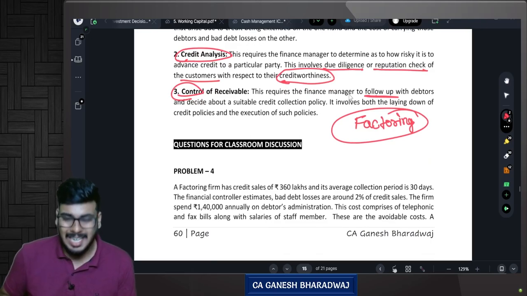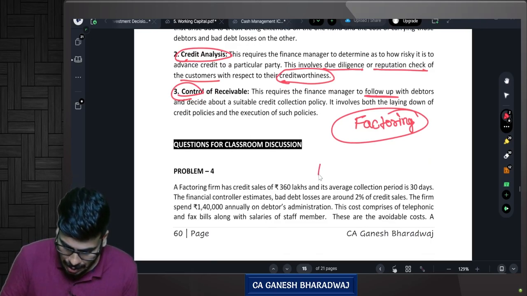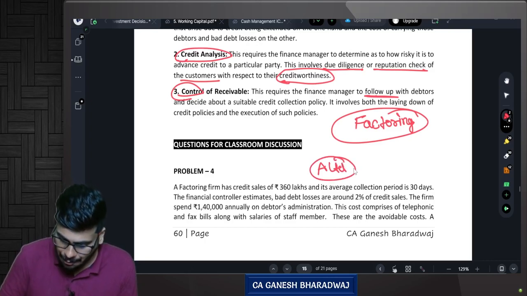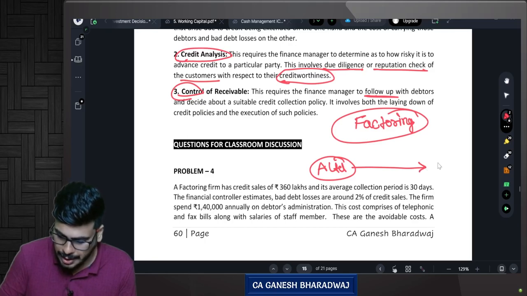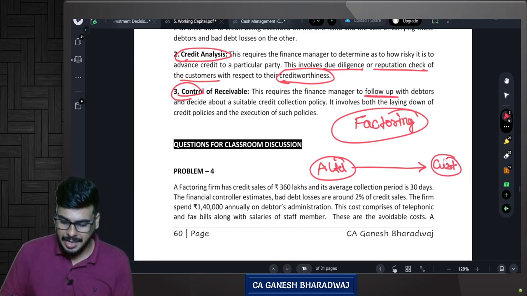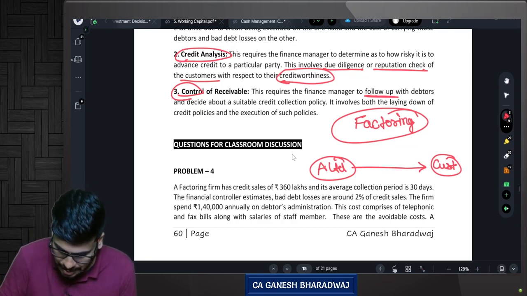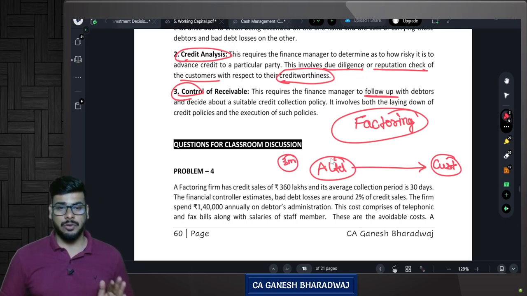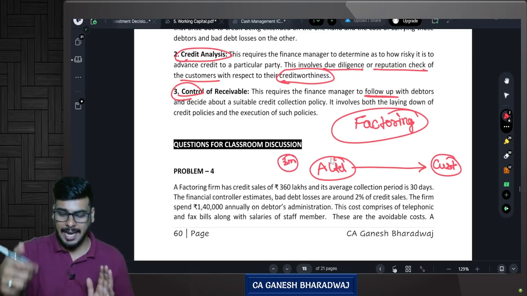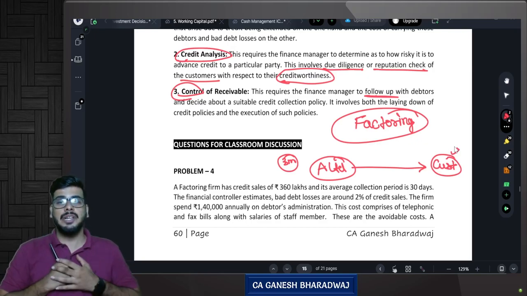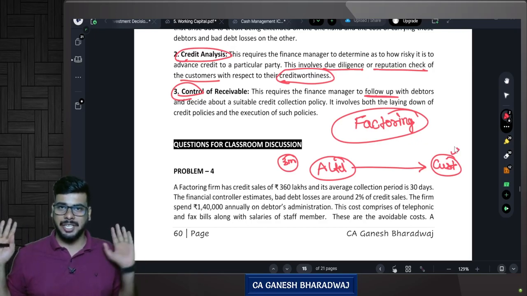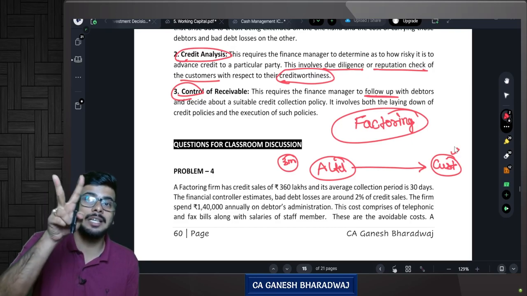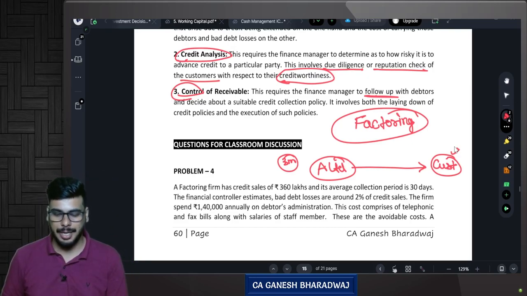Now, let us say a company A Limited has sold some goods on credit to a customer. The credit period is, let us say, 3 months. Now, A Limited needs to wait for 3 months. At the end of 3 months, this customer will pay A Limited and this transaction gets complete. There is another alternative.